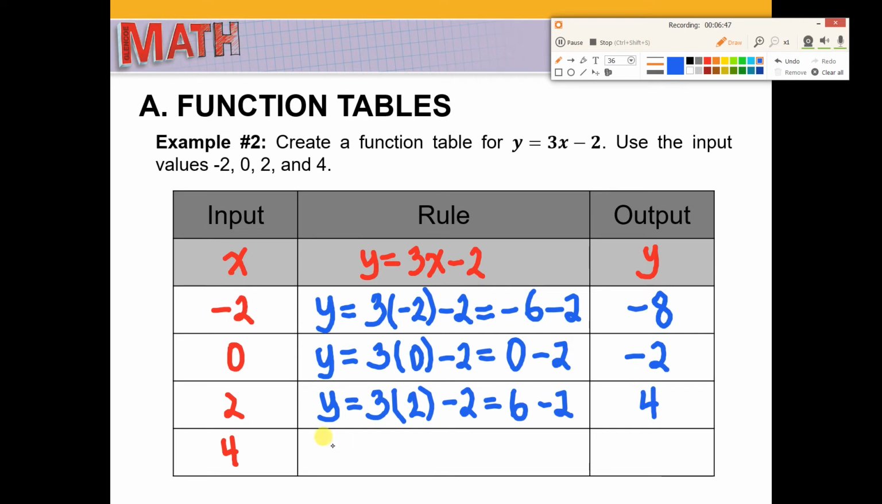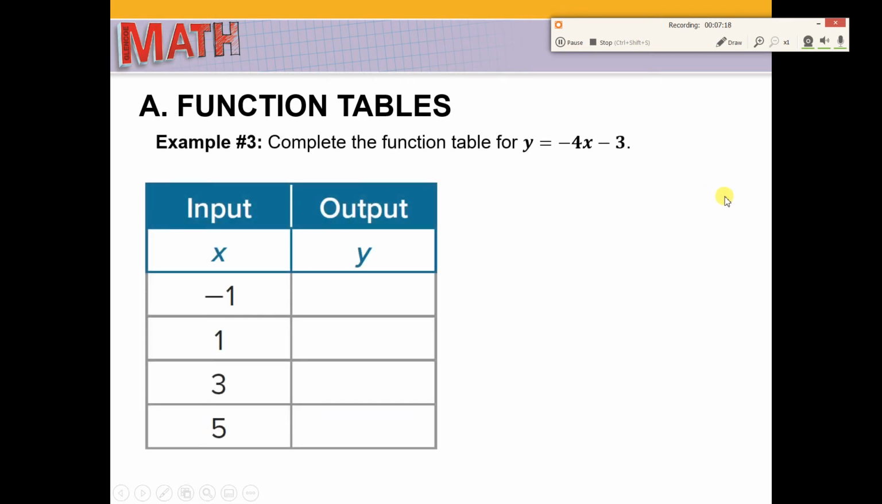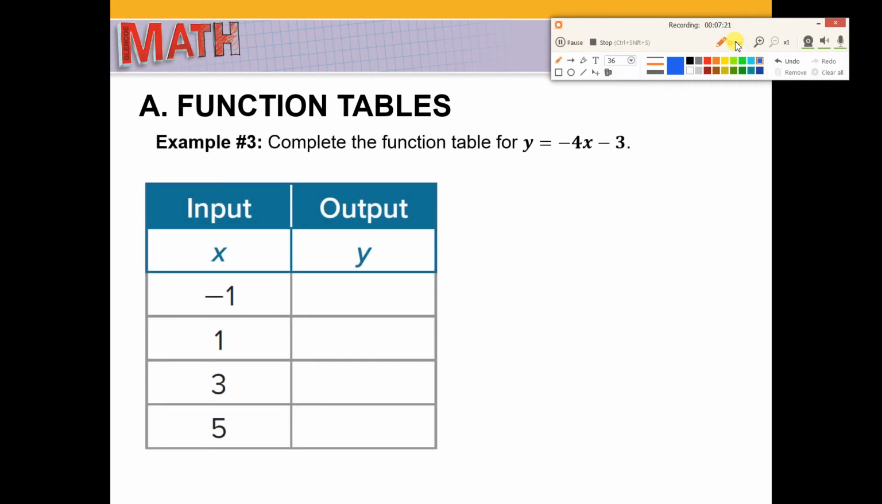And for the last one, we have y equal 3 times 4 minus 2. 3 times 4 would be 12 minus 2. It will be 10. So now we finished our function table for y equal 3x minus 2. So for our last example, let's have this. Complete the function table for y equal negative 4x minus 3.